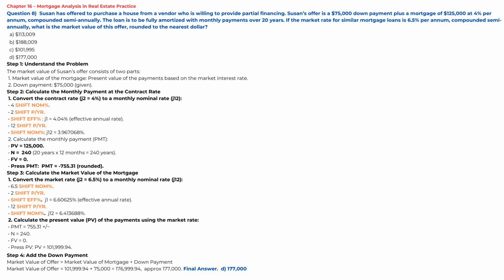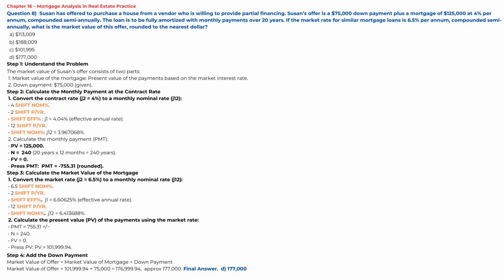Calculate the monthly payment, PMT. PV equals 125,000. N equals 240. 20 years times 12 months equals 240 months. FV equals 0. Press PMT. Calculator displays minus 755.308081, 755.31, plus and minus sign, then press PMT to round off the payment.